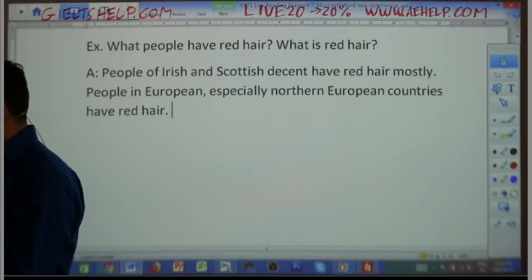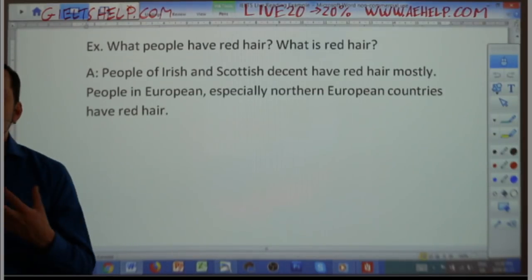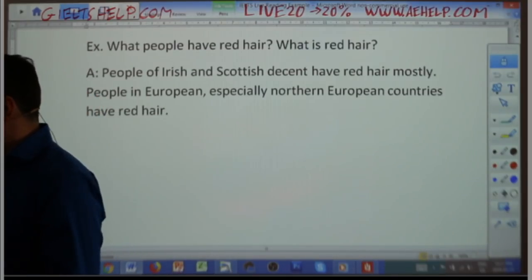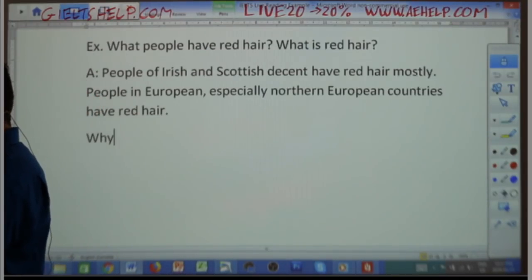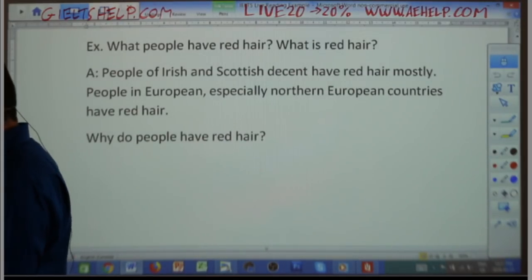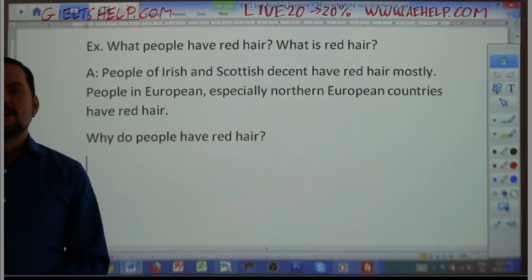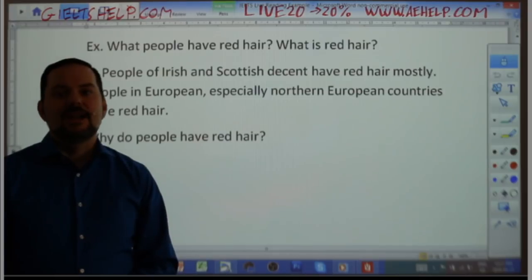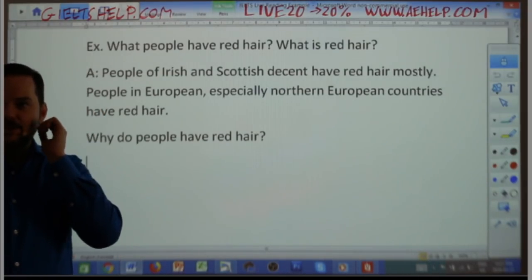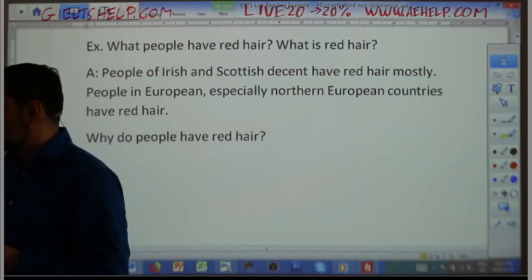So, okay, we get this, we visualize, make sure you visualize. That's also a technique I keep telling you about. And then you ask the next question, right? So why do people have red hair? Now, some of you can give your answers that you gave before. So why do people have red hair? Why do you think people have red hair? What is the reason for that?